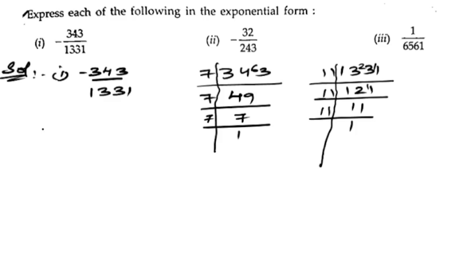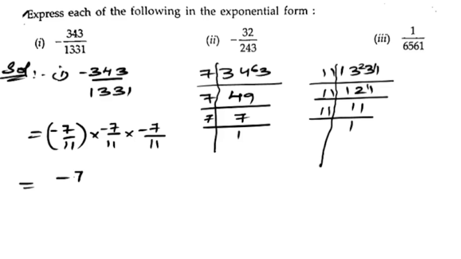So here I can write minus. Since it is negative, if we write negative 3 times, that is minus into minus into minus, we will get minus. So we can take it negative 7 upon 11 into negative 7 upon 11 into negative 7 upon 11. So it is 3 times. So we can write negative 7 upon 11 to the power of 3. So like this, we have finished the first bit.